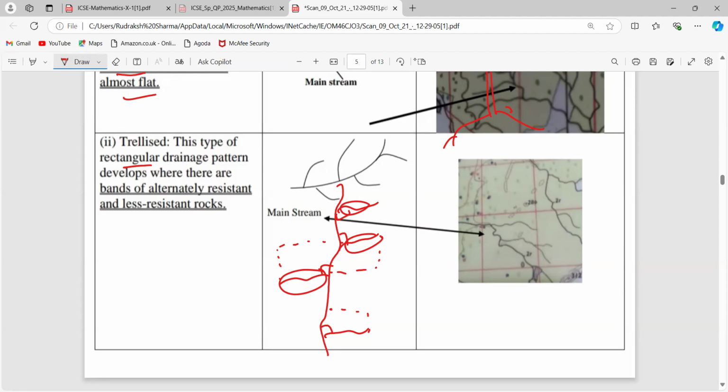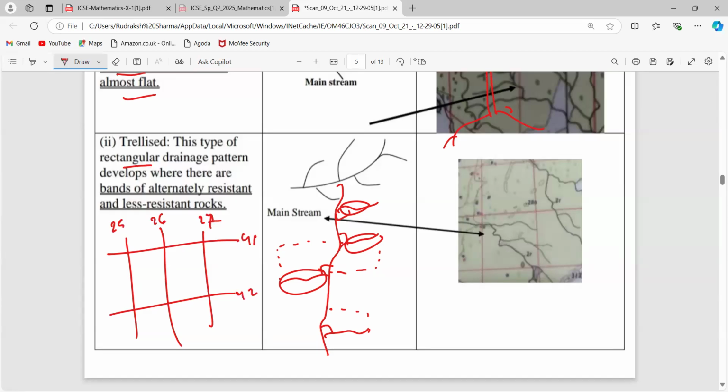Okay, so generally they don't ask such a tricky question. For example, this is your toposheet. Let me extend it a bit: 25, 26, 27 and say this is 41, 42. Now Yatharth's point is that here it is dendritic, but when you come here it becomes trellised, and when you come here it is disappearing. So if they ask you only this question, what type of drainage pattern is visible, you need to write all the three: dendritic, trellised, and disappearing.